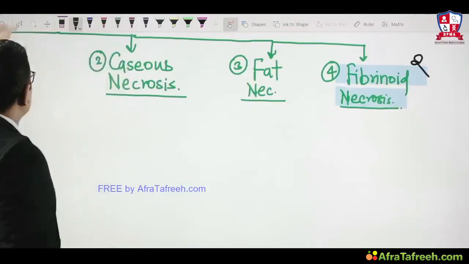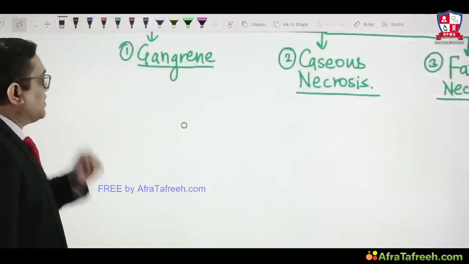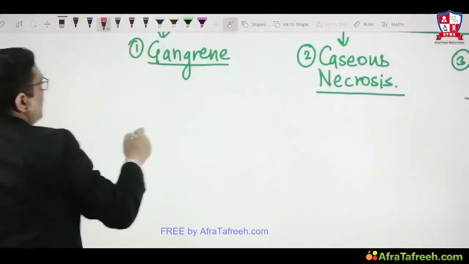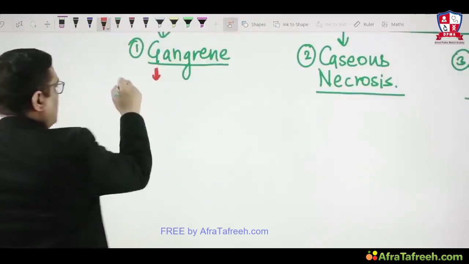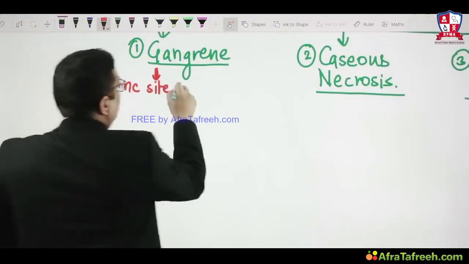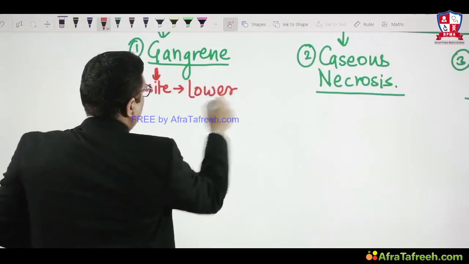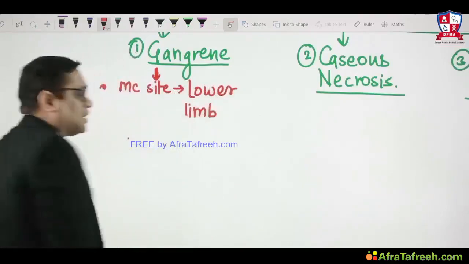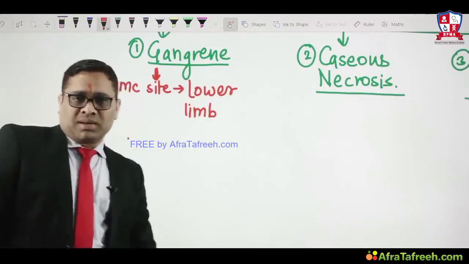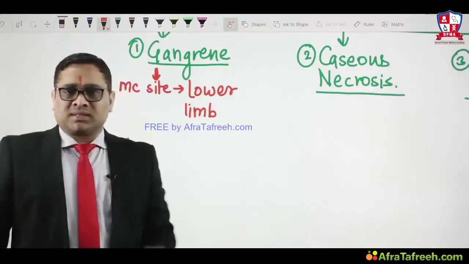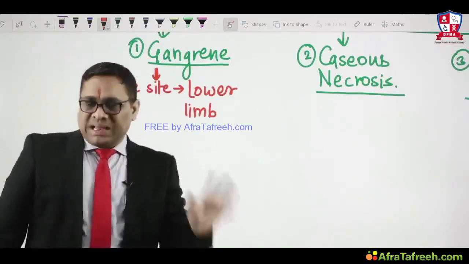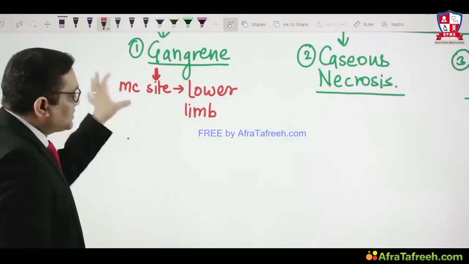So number one, I am going to talk about gangrene. What is special about gangrene? The most common site which the examiner asks: what is the most common site for gangrene? The most common site for gangrene is the lower limb. Whenever a patient comes to the OPD showing his lower limb, there will be some characteristic loss of blood supply. There will be some grayish or black colored lesion on his foot or leg. That is gangrene, right? So lower limb is the most common site.